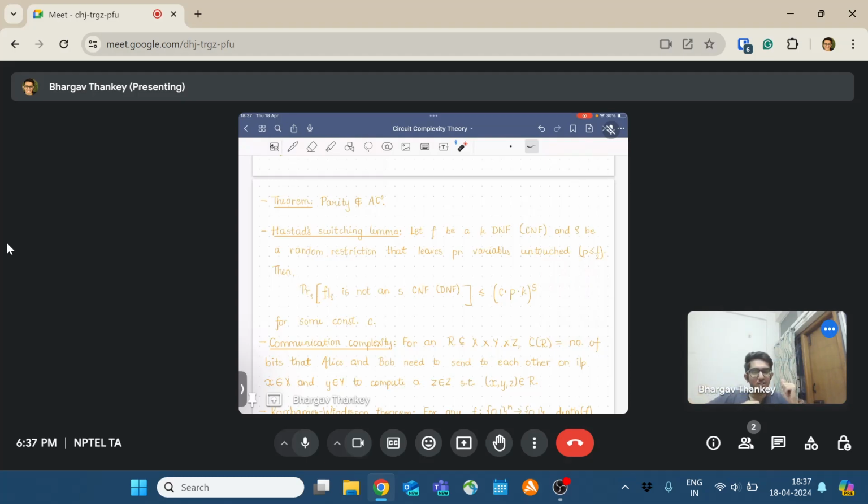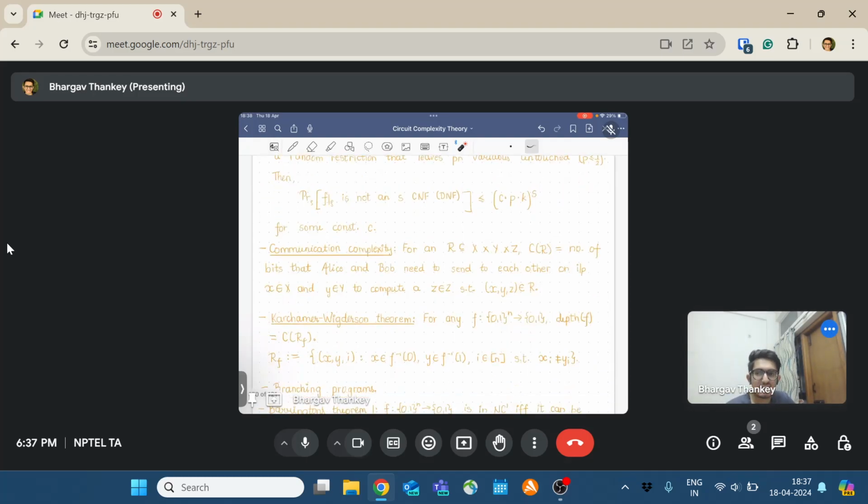And if the depth is constant, at the end, you would end up with a depth 2 circuit computing your desired function, in this case parity. And then you can show that a depth 2 circuit cannot compute parity unless its size is large. And this is exactly how we proved parity is not in AC0. Then we saw an interesting connection between communication complexity and circuit complexity.